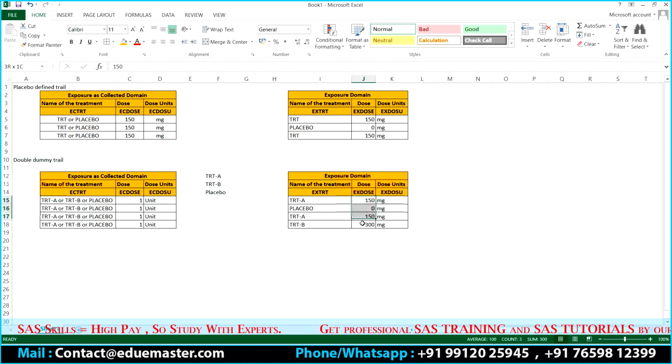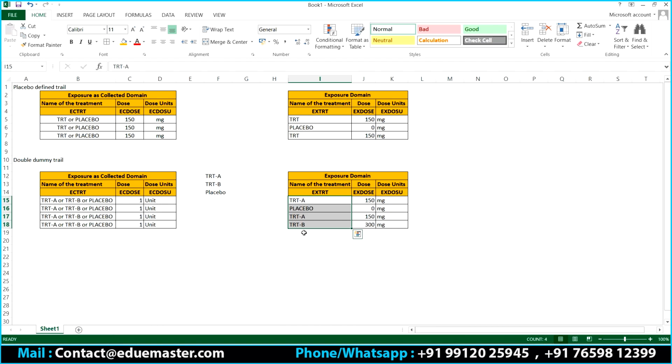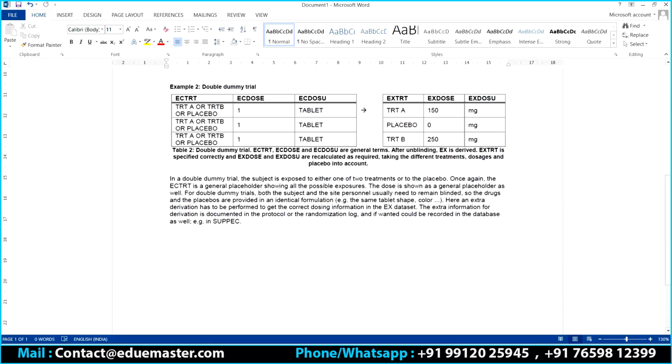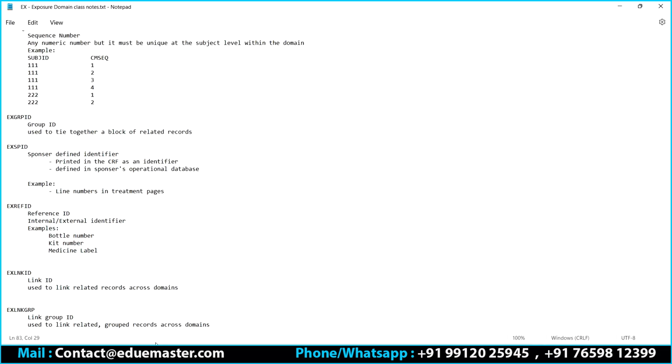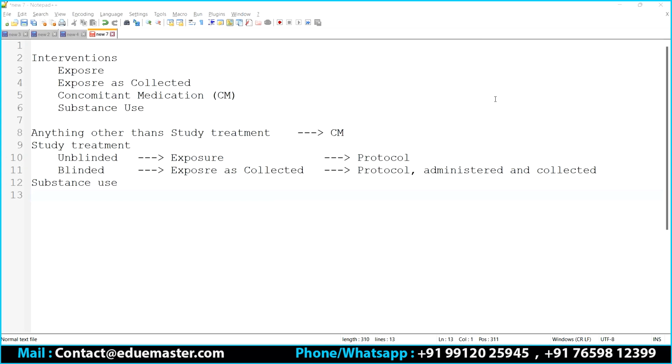So what is the exact dosage? What is the exact treatment the subject has actually taken? That information will be part of your exposure domain, which can be derived from your exposure as collected. Is this understandable? Now you understand why you need both of them? Can anyone please raise a question? If you have anything, or if you're not able to follow, please raise a question. Otherwise, is this understandable? Why do you need two different domains? Clear or not, or any questions, I'm happy to answer.